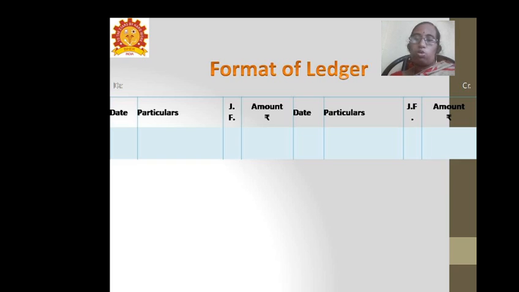Whichever account is to be debited has to be recorded on the left hand side, and whichever account is to be credited has to be recorded on the right hand side. See here, the left hand side is represented as "To", and the right hand side is represented as "By".